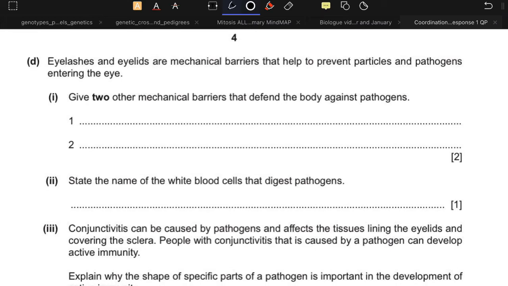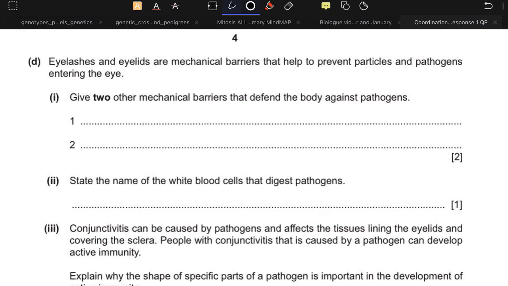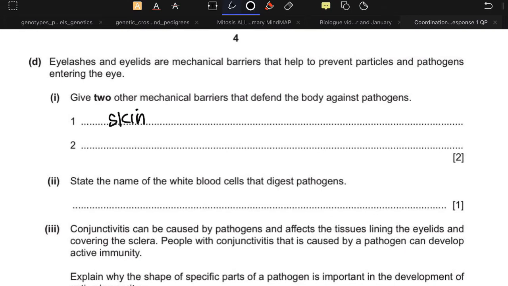Alright, next thing. Eyelashes and eyelids are mechanical barriers that help to prevent particles and pathogens from entering the eye. Give 2 other mechanical barriers that defend the body against pathogens. So very easy. Mechanical barrier means you can write skin and you can write nose hairs, or basically hairs in the nose.